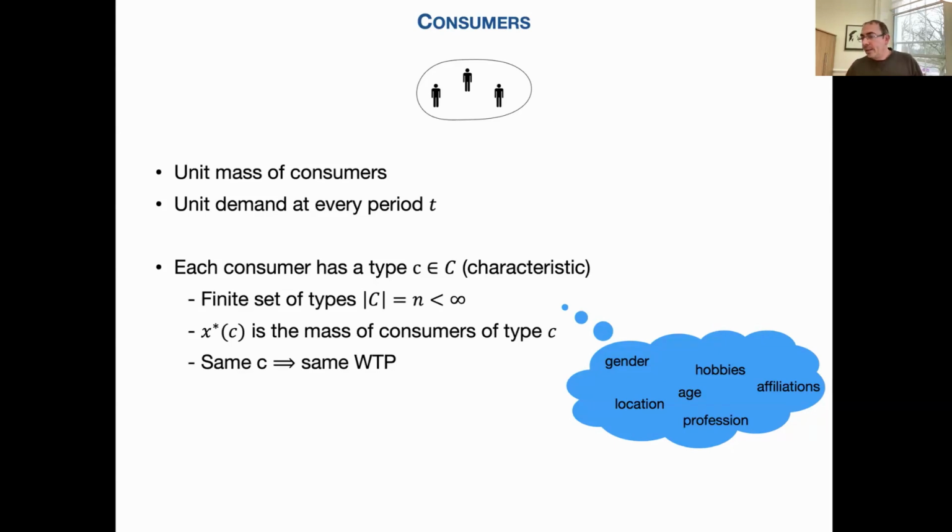Now, characteristics is different from willingness to pay. However, consumers that have the same characteristics have the same willingness to pay. I want to think about a situation in which I have all these consumers, they are divided in categories, and if you are in a particular category, I know that you all share the same willingness to pay.